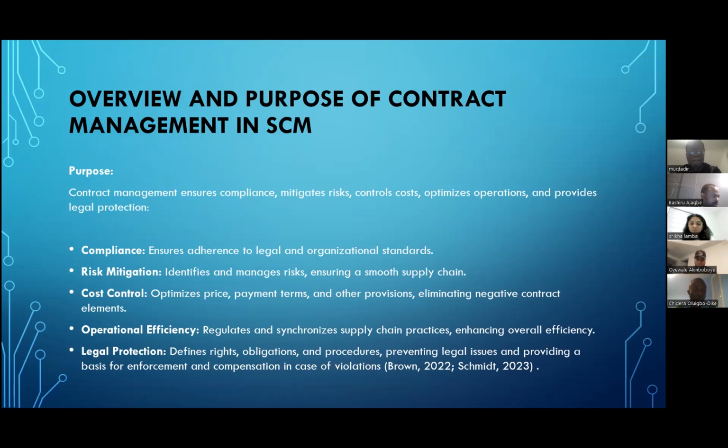Then it also helps in risk mitigation. That is, it identifies and manages risk, ensuring a smooth supply chain. It also helps in cost control. It optimizes price, payment terms, and other provisions, eliminating negative contract elements. It also helps in operational efficiency. It regulates and synchronizes supply chain practices, enhancing overall efficiency. Also, in legal protection, it defines rights, obligations, and procedures, preventing legal issues and providing a basis for enforcement and compensation in the case of violation. Now I want to hand over to the next group member, Bruno, for the best practices for contract management.